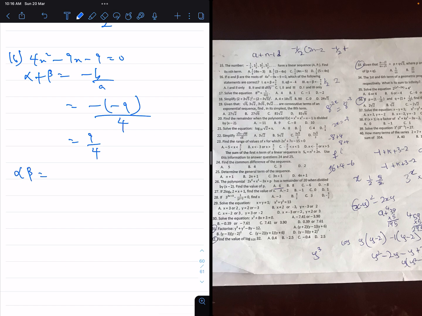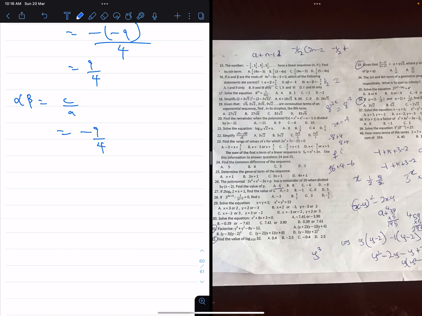What's alpha beta? Alpha beta is C over A. You don't need to write C over A, I'm just writing it for you to remember. Alpha beta is 9 over 4. Is that correct too? That's wrong, because they said it's minus 4.